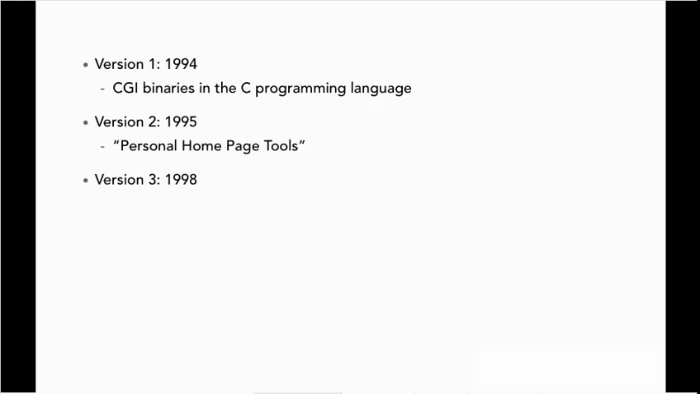But in version 3, PHP changed dramatically. Two other developers got involved, Zeev Suraski and Andy Gutmans. These two developers rewrote major parts of PHP between 1997 and 1998, and they also renamed it PHP Hypertext Preprocessor.